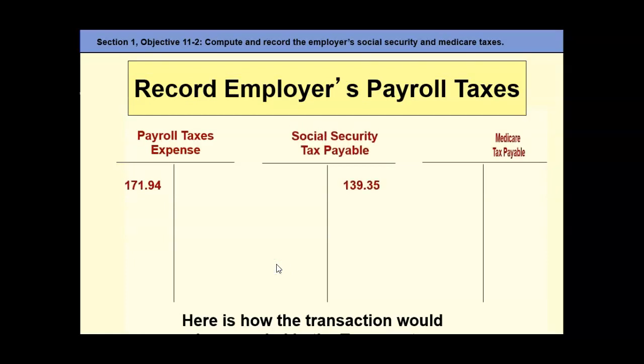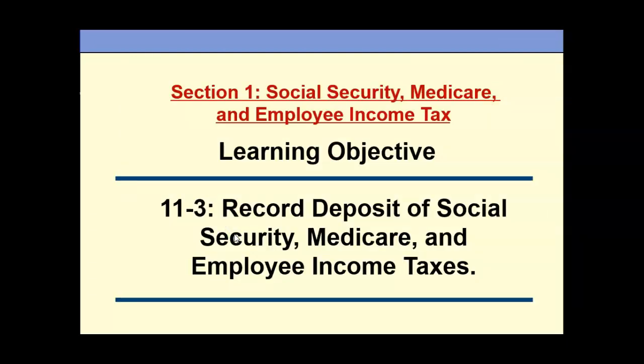So to record this transaction, we would debit payroll tax expense to show the amount that is owed by the employer. The total was $171.94. Because the taxes have not been paid yet, we're going to have these liability accounts, Social Security tax payable on the credit side, as well as Medicare tax payable. So at the end of each pay period, we're going to compute and record the taxes owed by the employer for Social Security taxes and also for the Medicare tax.